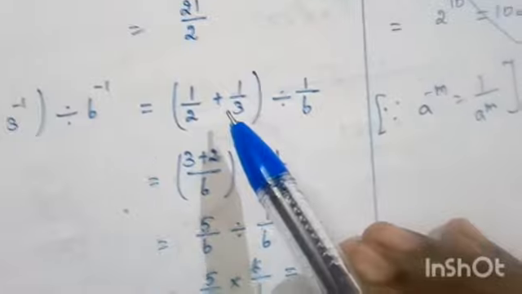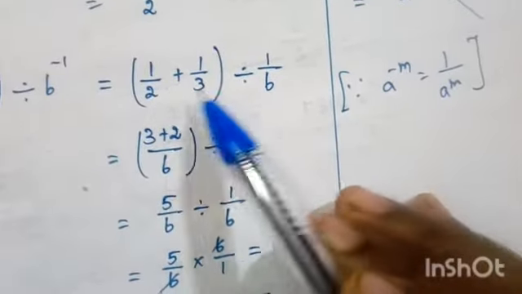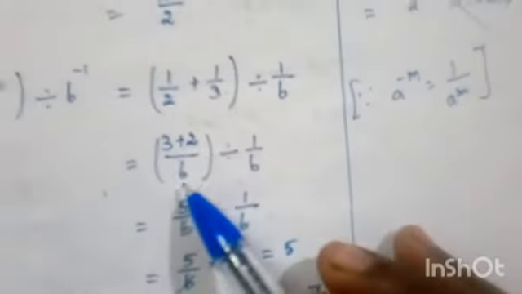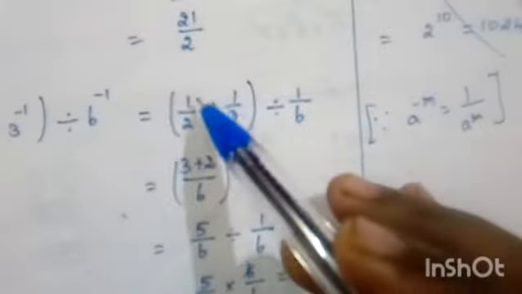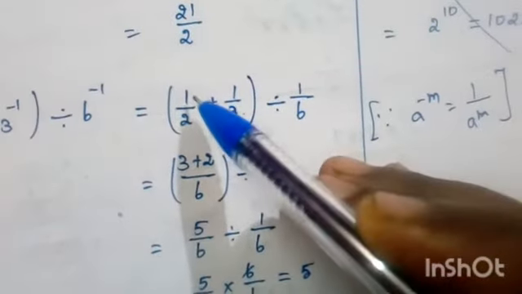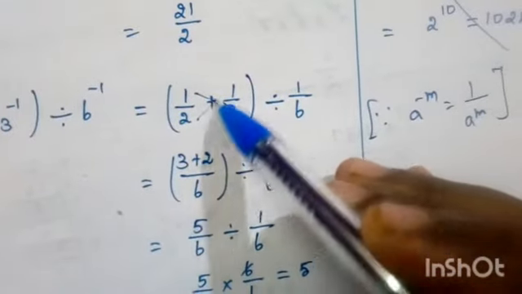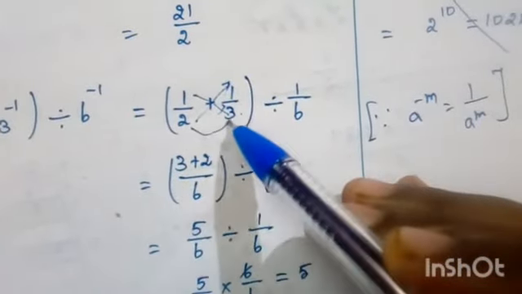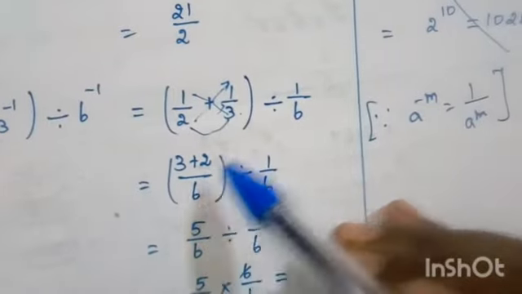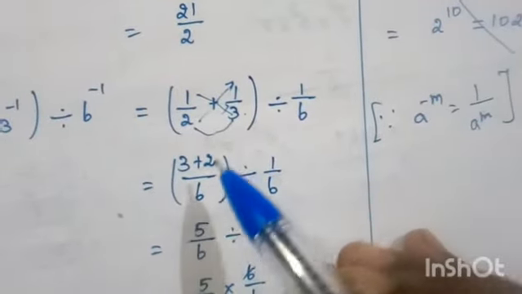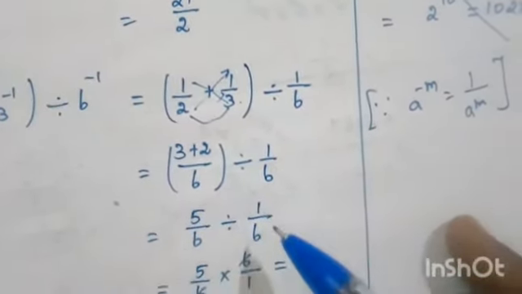For this you have to take an LCM. That is, the LCM is 2 3s are 6. So 1 by 2 into 3. Otherwise you have to use cross multiplication: 1 3 is 3, 1 2 is 2, then 3 2s are 6. 3 plus 2 by 6 divided by 1 by 6. So that is 5 by 6 divided by 1 by 6.